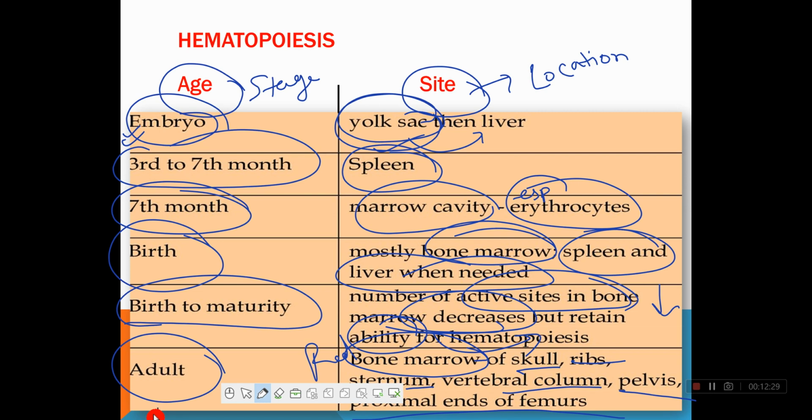In an adult person, the red bone marrow is confined only to a few regions, that is the skull, ribs, sternum, vertebral column, pelvis, proximal ends of femurs. So at the time when the person achieves adulthood, the red bone marrow is confined to these regions only, and at these locations only the red bone marrow will produce the blood cells. So we can say the capability of other organs is decreased.